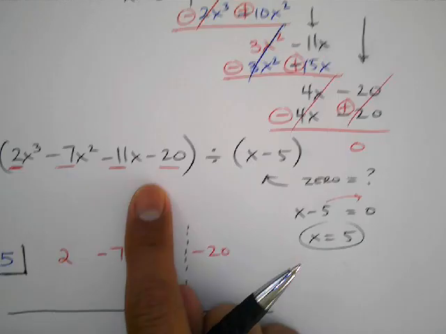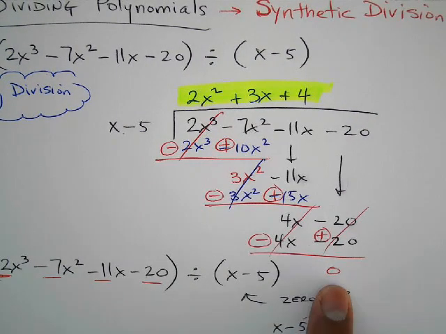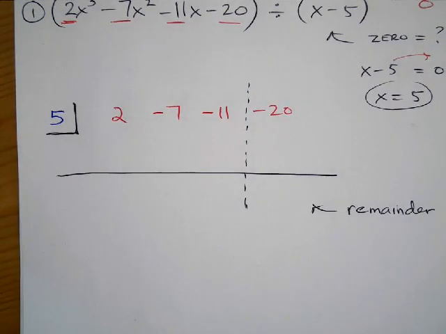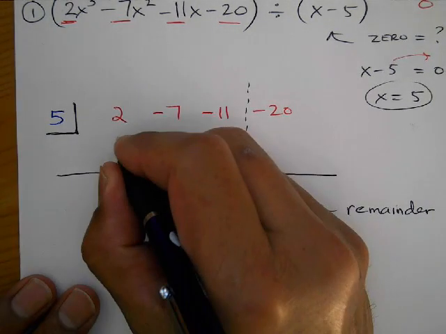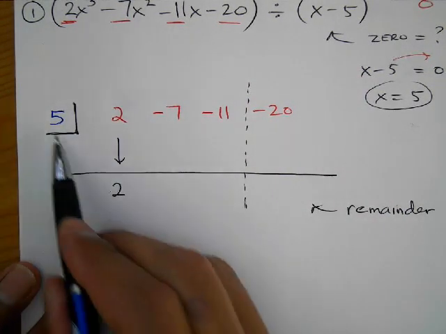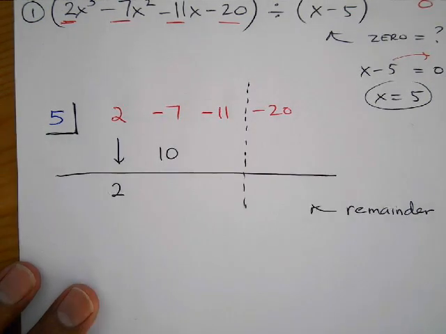Now remember, we did this problem already. We did the problem over here. We have the answer and we know the remainder. But watch how fast it's going to be if you do it with synthetic division. Ready? Here's synthetic division. I'm just going to do it and then I'll come back and explain it. But just see how fast this is. Ready? I'm going to start. Drop that 2. Multiply this. 5 times 2 is 10. Put the answer here.